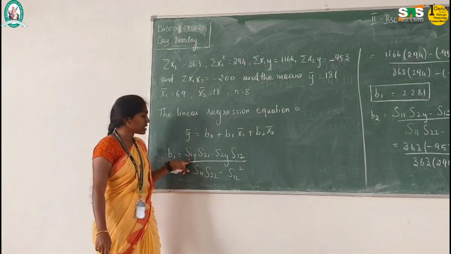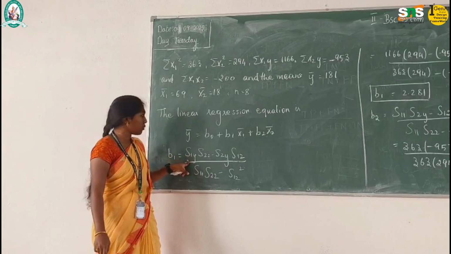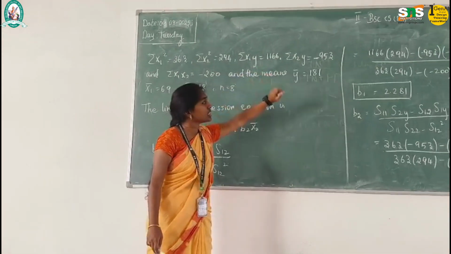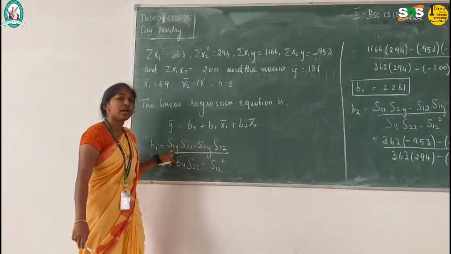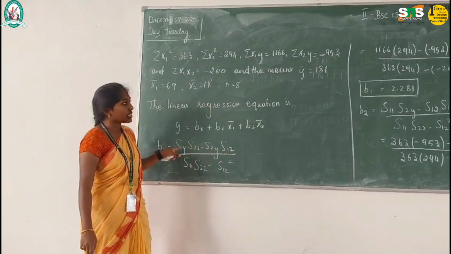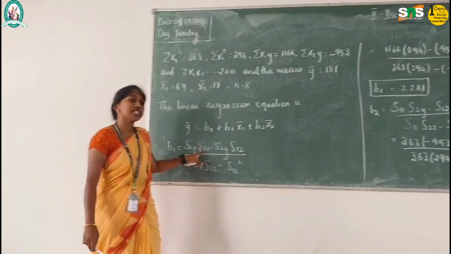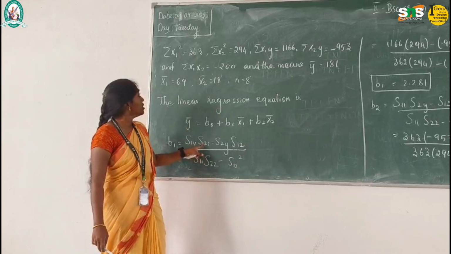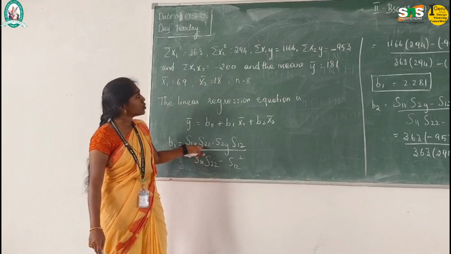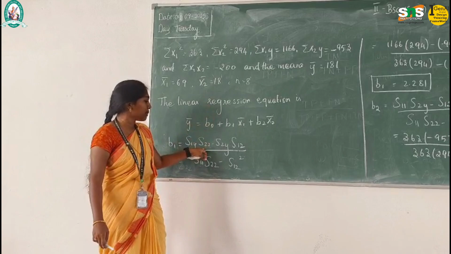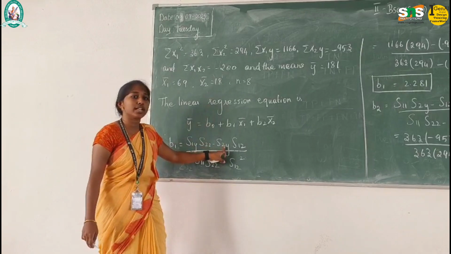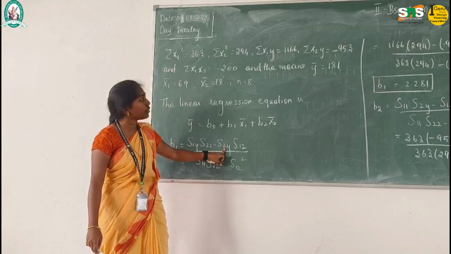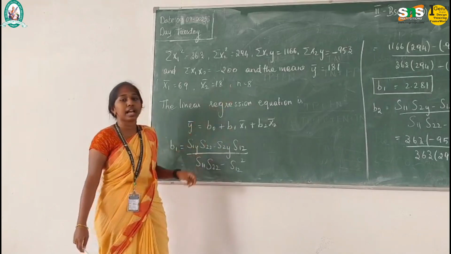The s1y means the summation x1y. The value of summation x1y is 1166, so instead of this I am going to substitute 1166. Next the value of S22 means summation x2 square, which is 294. We substitute in this place. Minus of s2y, which means summation of x2y. The value of summation x2y is minus 953.